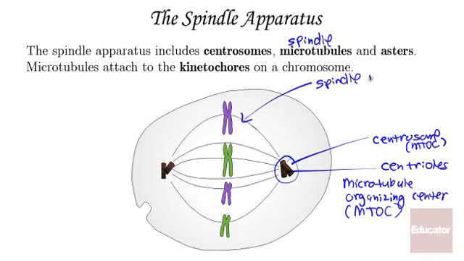Spindle fibers or spindle microtubules connect the centrosome to the chromosome. Spindle microtubules connect at a specific part on the chromosome called the kinetochore. So kinetochores are located on the centromere, and each chromosome has 2. So let's use red. Here is kinetochore.